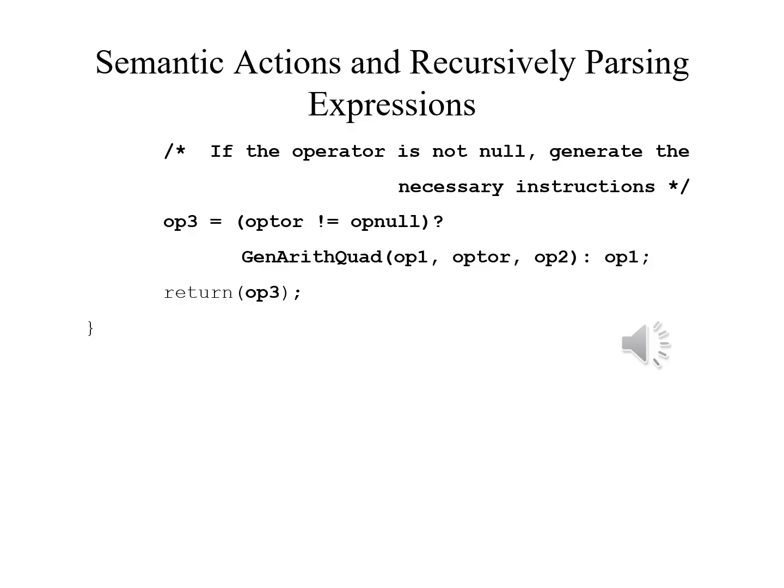The operation possibly might be null. If it isn't null, we're going to generate an arithmetic quadruple using the method that you see here. If the operator is null, then we'll simply assign it the value of up 1, and in either case, we will return up 3.